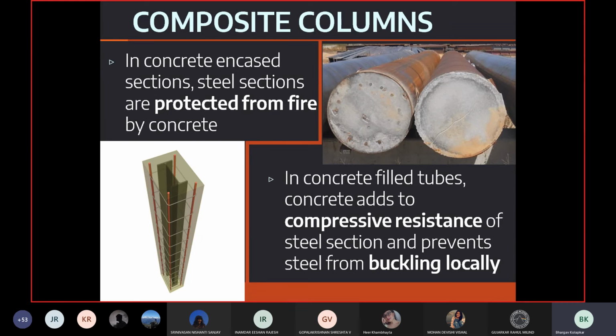So we have seen that in compression members, buckling is a very important design criterion: local buckling, global buckling, and so on. So if you have something to stiffen it from inside, it prevents the section from buckling locally.